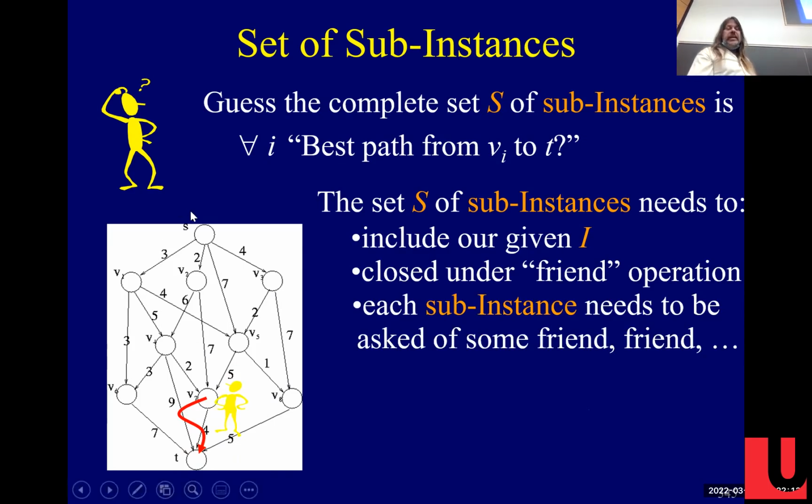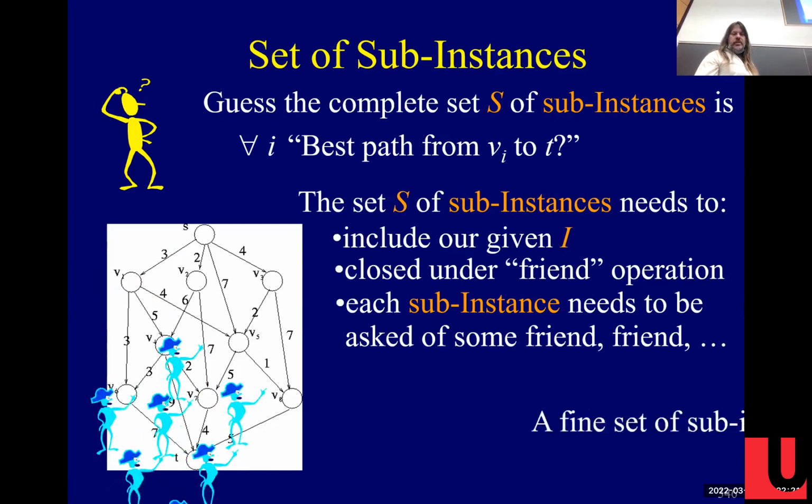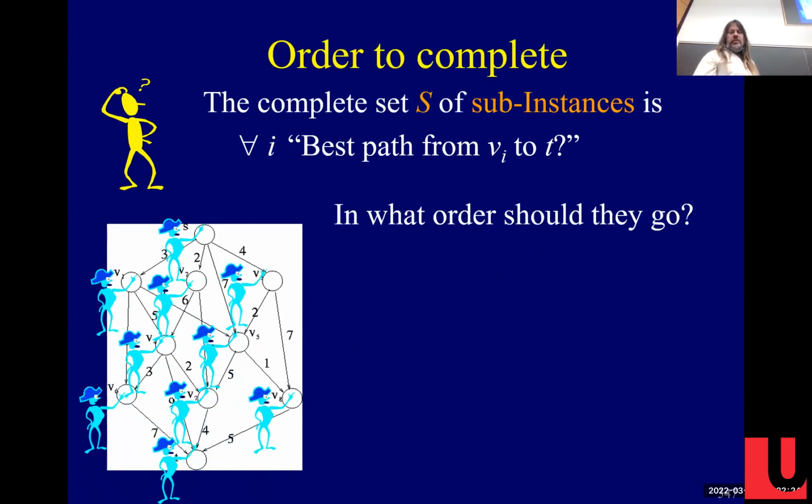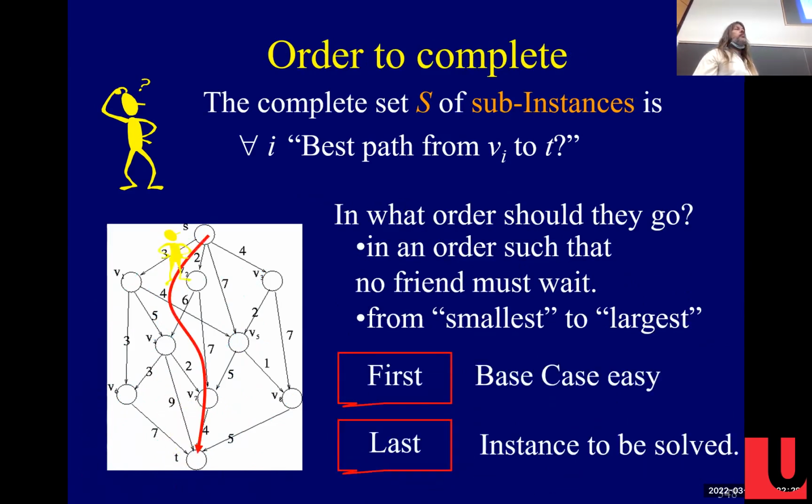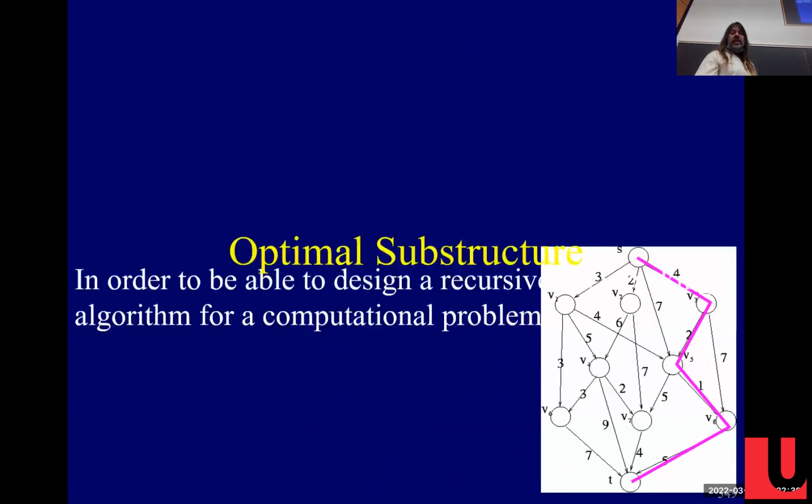And you also need that each friend is likely to be needed by some other. You don't want too many extra sub-instances in there. And so those are our sub-instances. What order do they go in? They go in from smallest to largest. All right, everybody got that?